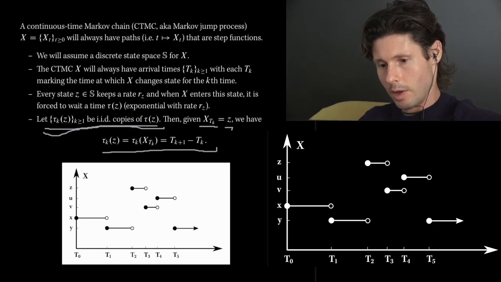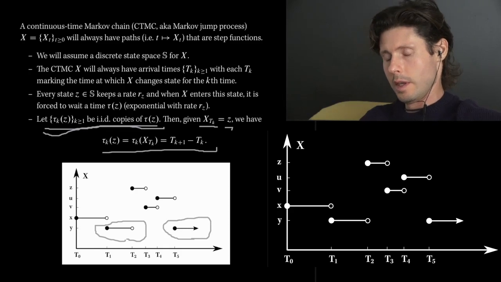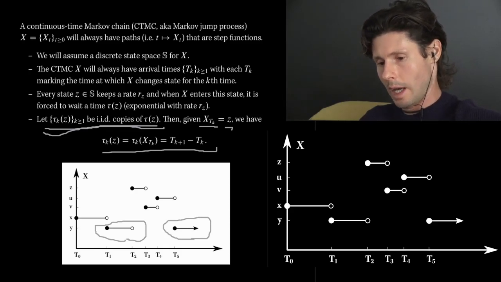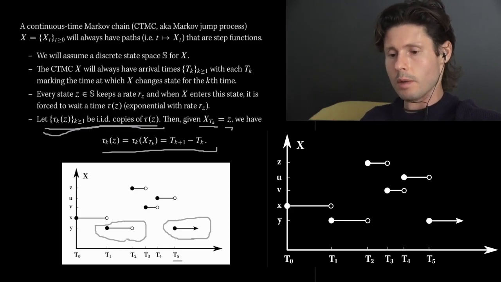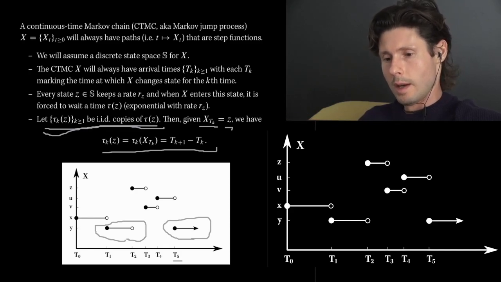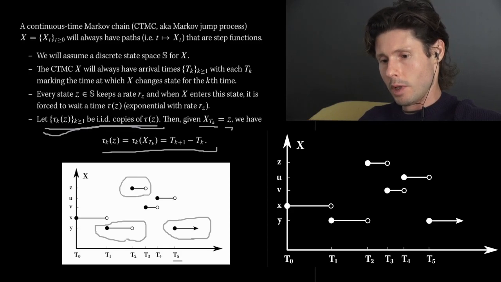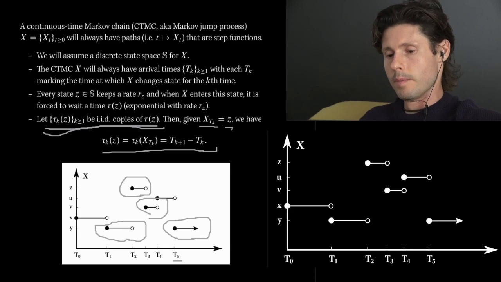So in this diagram, maybe y is a better illustrator. What this is saying is that this time, which is exponential with rate ry, is going to be independent of this state here, which begins at the 5th jump time. Those are independent, but both exponential and identically distributed, right? Both distributed with the rate ry. However, this one is distributed with rate rz. This one is distributed with rate rv, and so on and so forth.